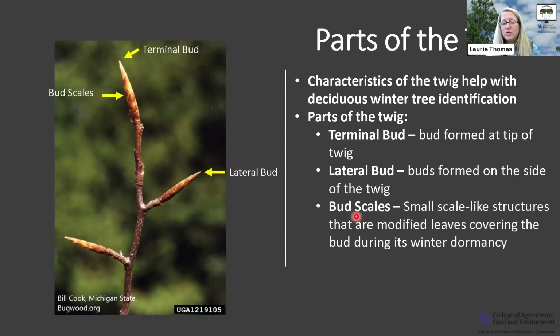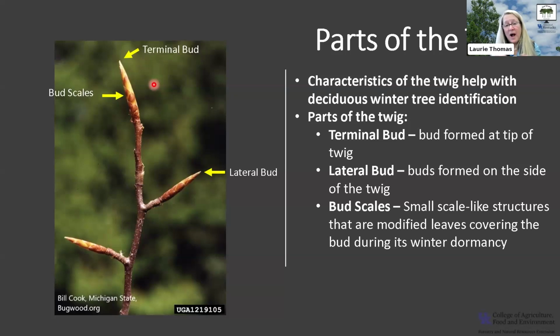And then another characteristic are the bud scales. These are the small scale-like structures that are modified leaves covering the bud during the winter dormancy. They're protecting that bud, all of that material that will be leaves, new shoot, potentially flowers. Those bud scales are going to vary based on the species. We'll see a few different ones because we're going to actually identify a few trees, but you'll notice these are nice, smooth. They have a nice tawny color and they're overlapping.